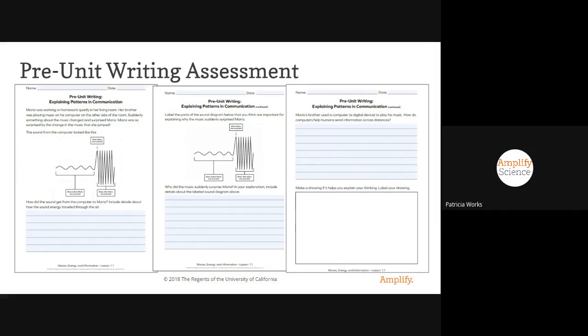And on page 3, students are asked to describe how computers help humans send information across distances and then include a labeled drawing to help explain their thinking. So let's go to the platform for a minute and look at where you find that pre-assessment and assessment guide.